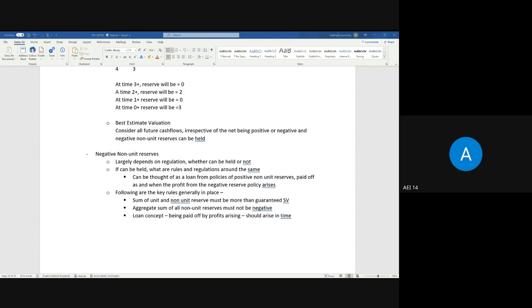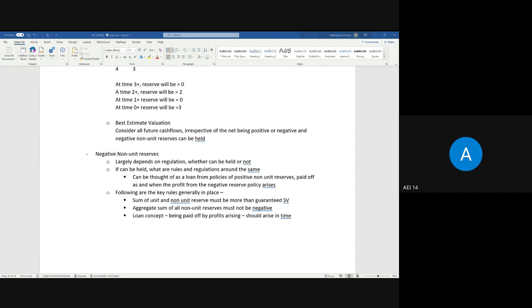Now there's a particular concept of how you can think about a non-unit reserve, between policies which have a negative non-unit reserve and a positive non-unit reserve. A negative non-unit reserve, they say, can be thought of as a loan from a policy which has a positive non-unit reserve. Why? If there's a negative non-unit reserve, you expect that contract to be profitable, right? And if you have a positive non-unit reserve, you expect that contract to be loss-making. So far, so good. The loss-making and profit-making portions. Any doubts there, guys?